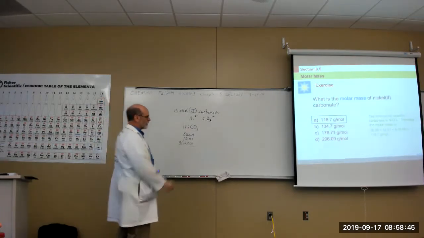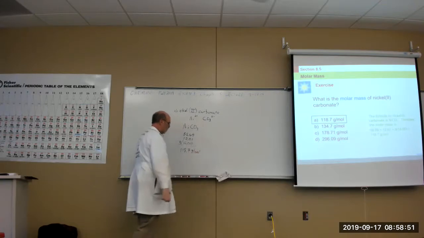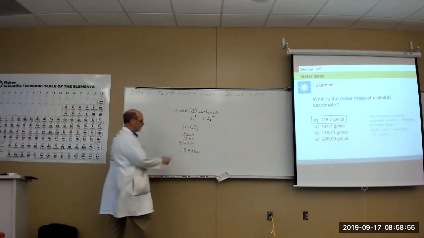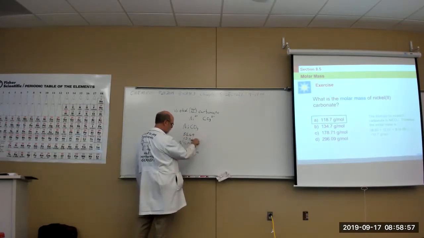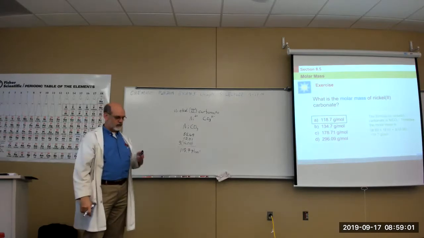So add them all up and you get 118.7 grams per mole. We didn't do anything to the units. Each one of these is grams per mole, so the answer will be grams per mole when you add them up.